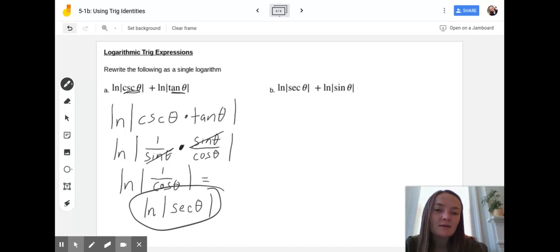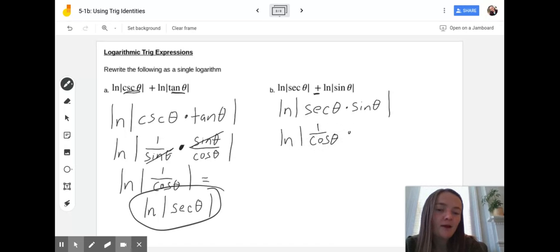All right, next one. Natural log of secant plus natural log of sine theta, same thing. We're going to say that this is the natural log of addition on the outside is multiplication on the inside. So we'll say secant of theta times sine of theta. Well, secant of theta is the same thing as 1 over cosine. So this is going to be natural log of 1 over cosine times sine of theta, technically over 1. If I multiply these through, I get sine of theta over cosine of theta, which is the same thing as tangent of theta.